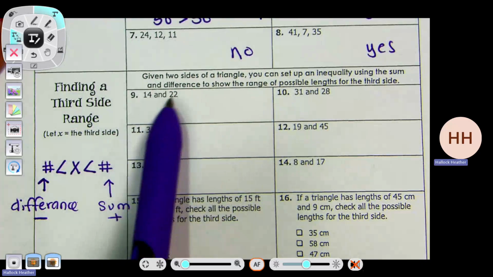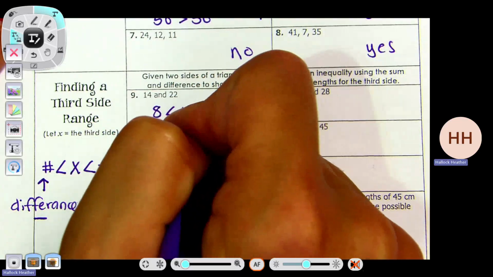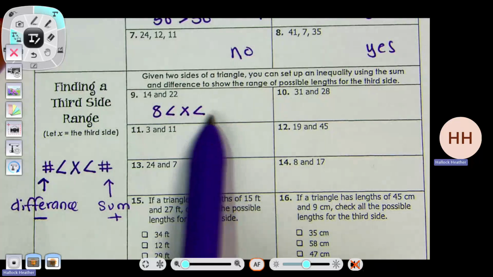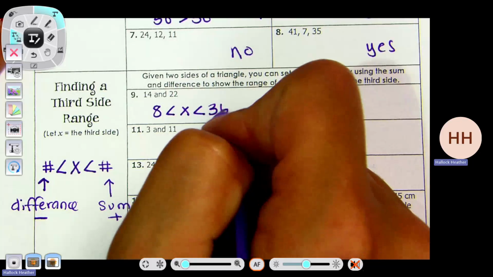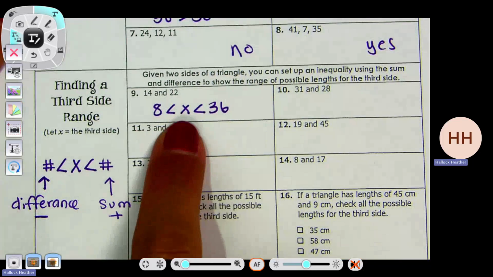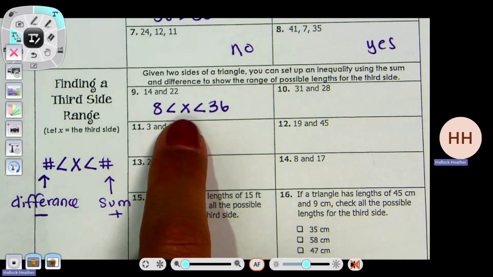So if I find the difference, if I subtract these two numbers, what do I get? 8. I put my little less than symbol, my x, and my less than symbol. To find the largest number, I'm going to add them. 36. What this means is the third side of the triangle would have to fall between 8 and 36, whether it's inches, feet, whatever. So x, the third side, would have to fall somewhere between 8 and 36, meaning 9, 10, 11, 12, all the way up to 35. It cannot be equal to 8 and it cannot be equal to 36.